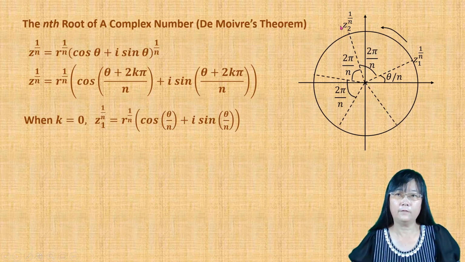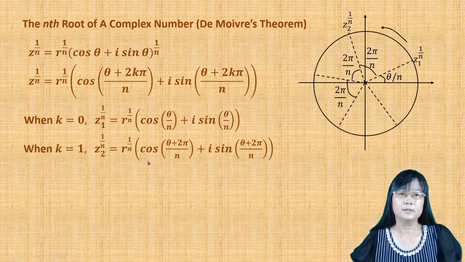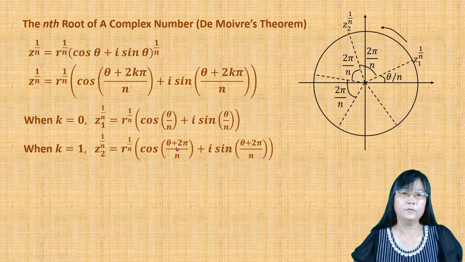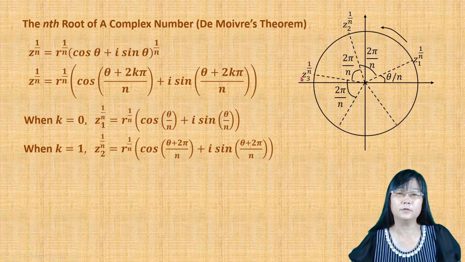Then the argument of the second root is equal to theta over n plus 2 pi over n. So we will get the second root, that is, the argument is theta plus 2 pi over n. So we can see that in the second root, k is equal to 1. Then we continue to find the third root.